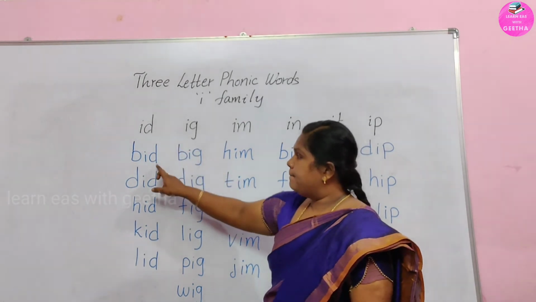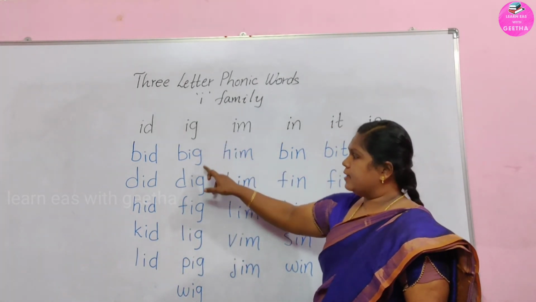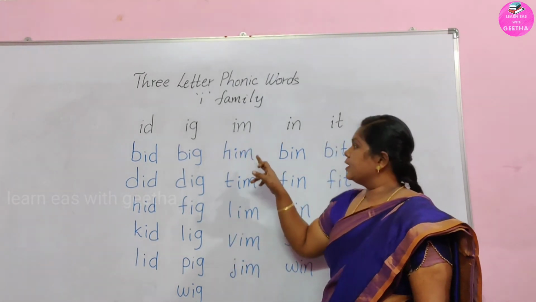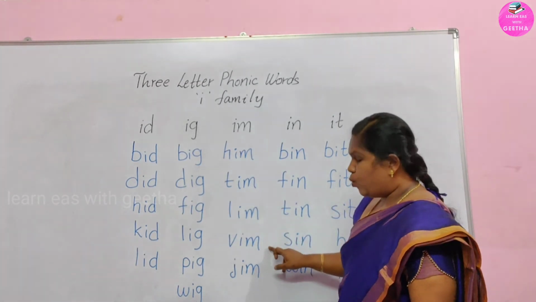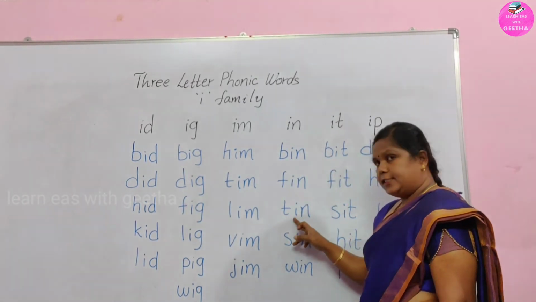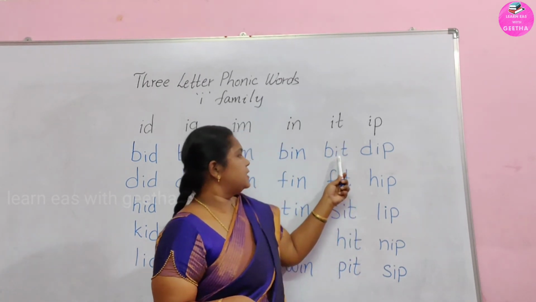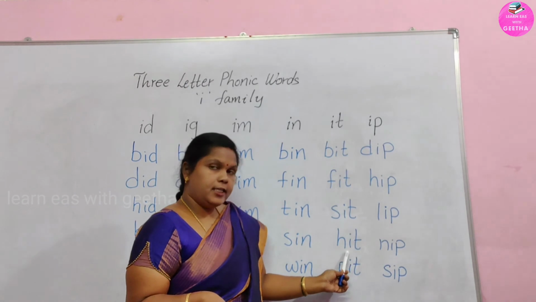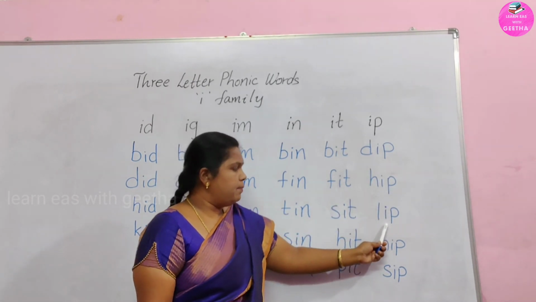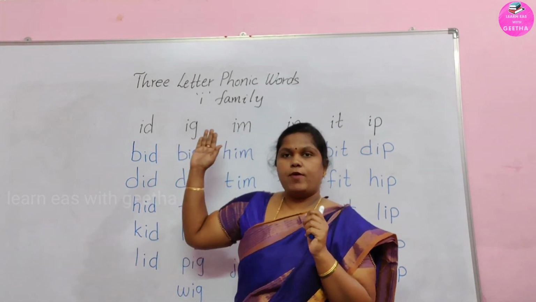What are the id words? Bid, did, hid, kid, lid. Ig: big, dig, fig, lig, pig, wig. Im: him, Tim, lim, wim, Jim. In: bin, fin, tin, sin, win. The next one is it: bit, fit, sit, hit, pit. And the last one is ip: dip, hip, lip, nip, sip. All these are three-letter phonic words using vowel I.